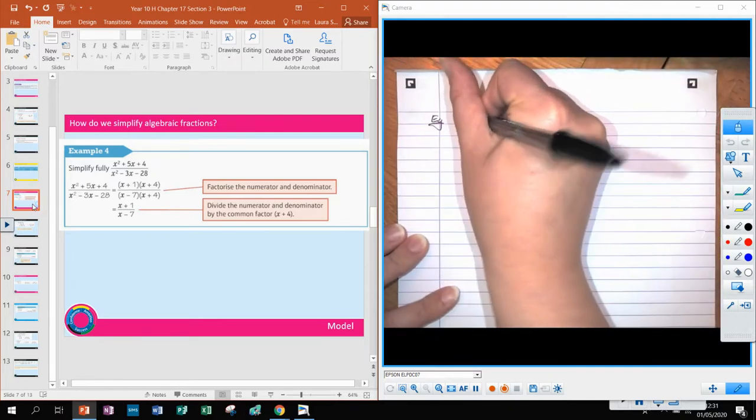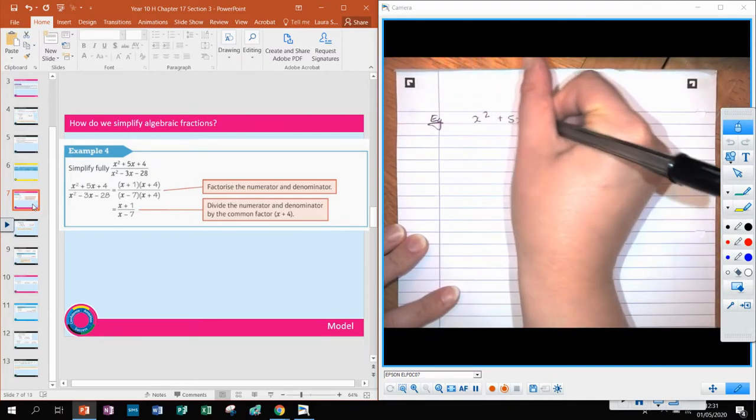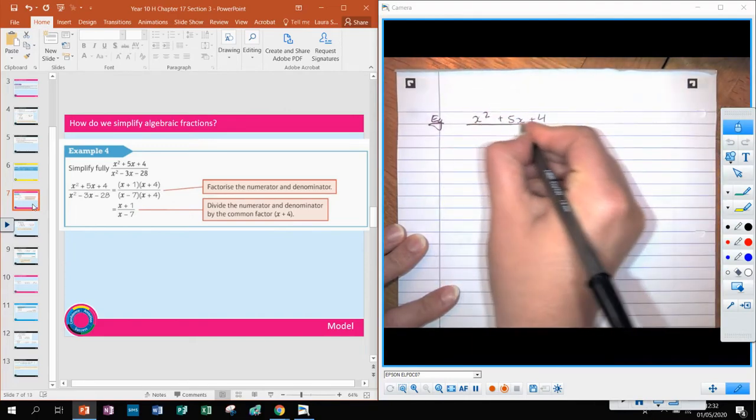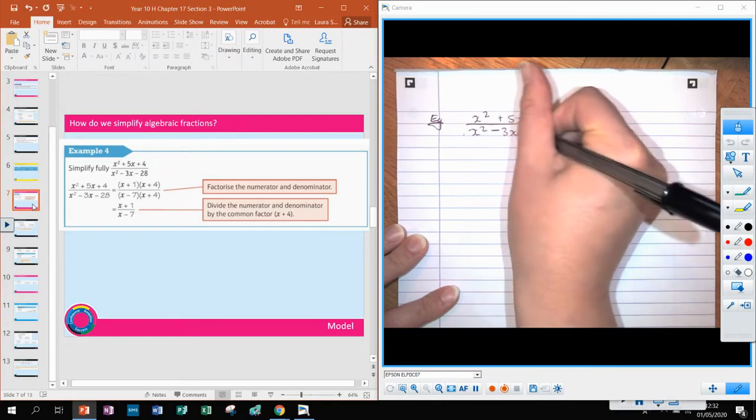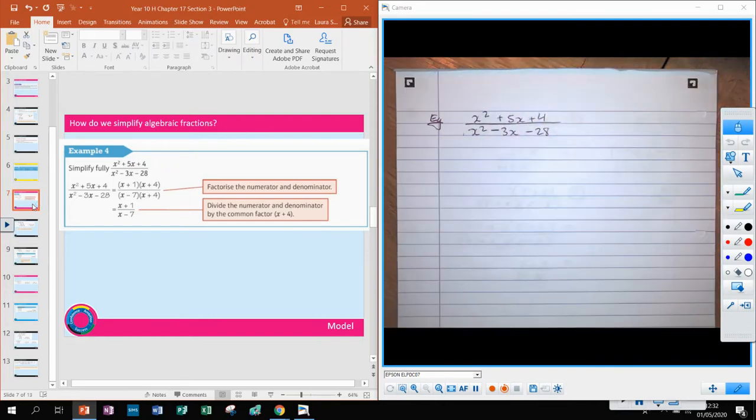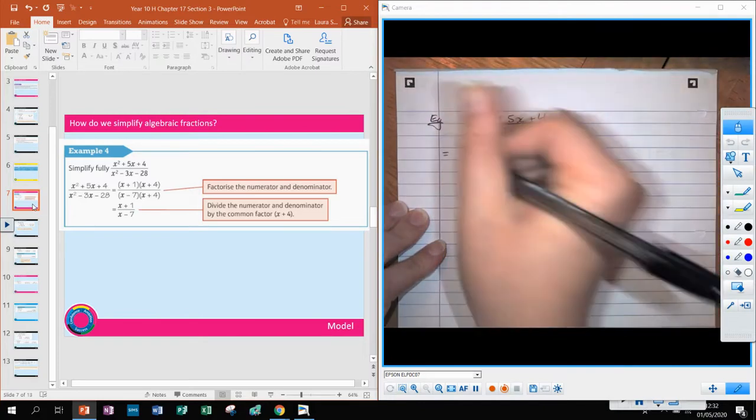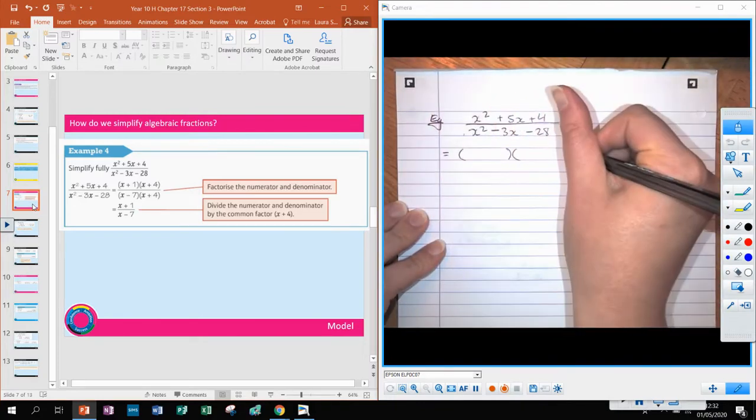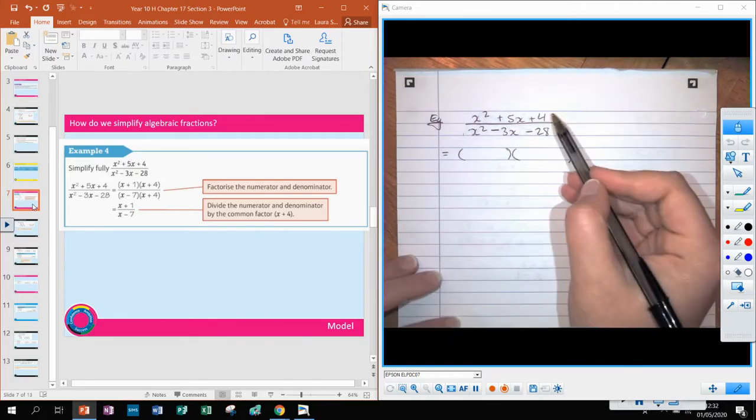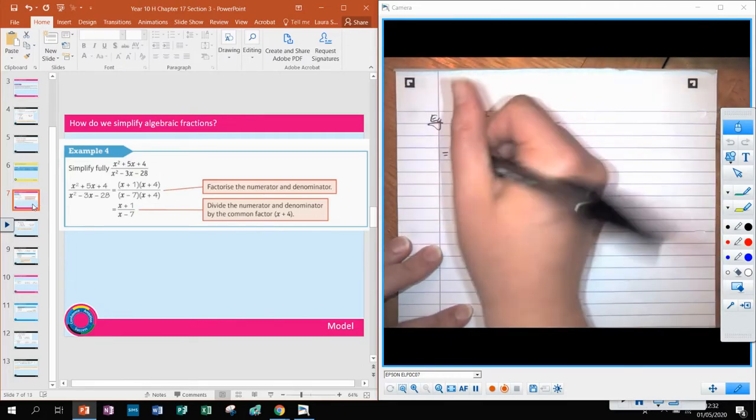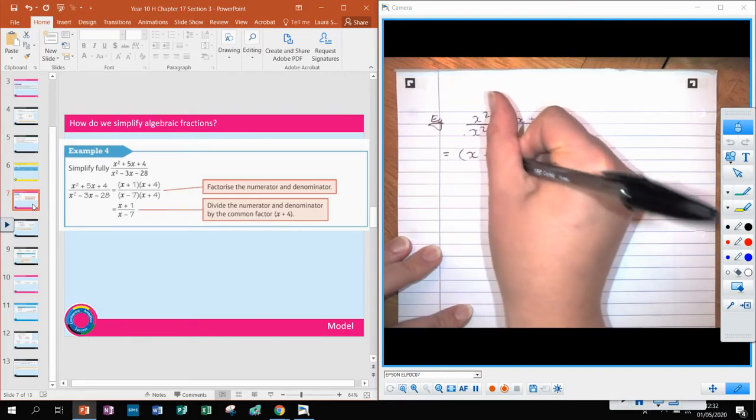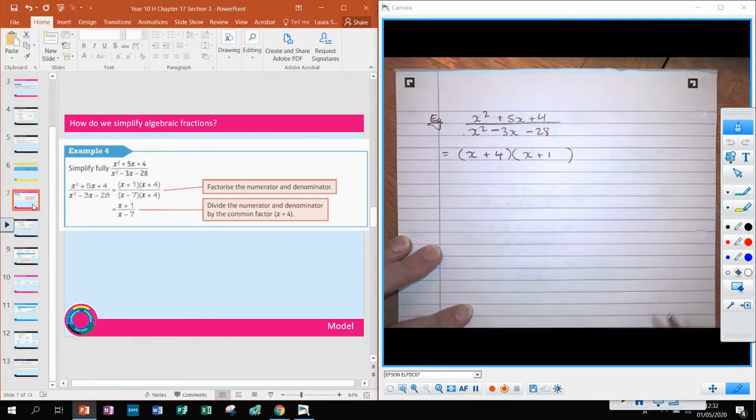It says that we've got x squared plus 5x plus 4, and that is all over x squared minus 3x minus 28. Well, I can see that these aren't factorized. I want to do that so that I can simplify. So let's take a look at our numerator. We need 2 numbers that are going to multiply to 4 but add to 5, and those numbers are a 4 and a 1. So we have x plus 4 and x plus 1.